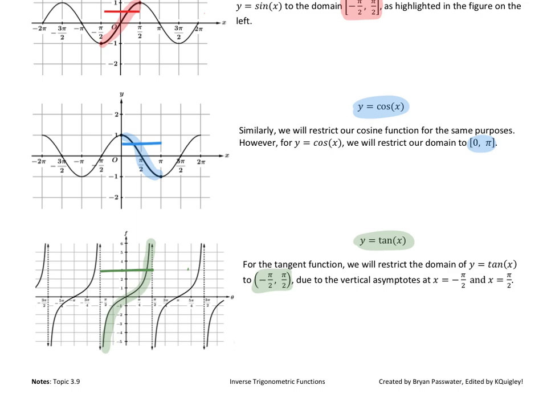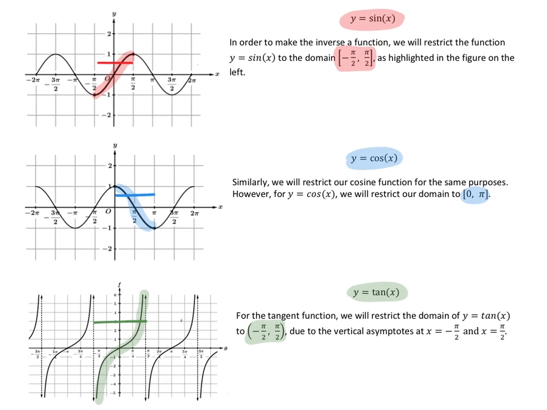Now, one thing I want you to notice is that when I highlighted the sine restriction up there in red, do you notice that this was brackets? Okay, and then if we look at tangent, we change to parentheses. What does that mean about tangent? Does that domain include negative pi over 2 and pi over 2?